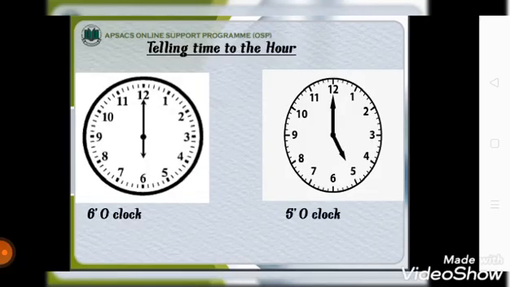Telling the time to the hour. In the first picture, the short hand of the clock is on 6 and the long hand is on 12. The time is 6 o'clock. In the second picture, the short hand is on 5 and the long hand is on 12. The time is 5 o'clock.